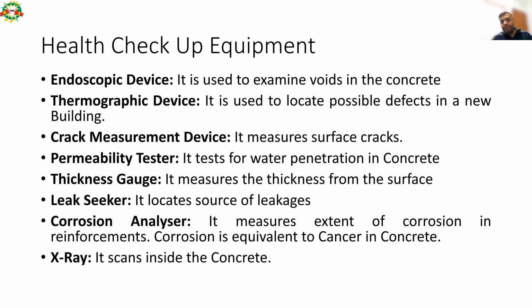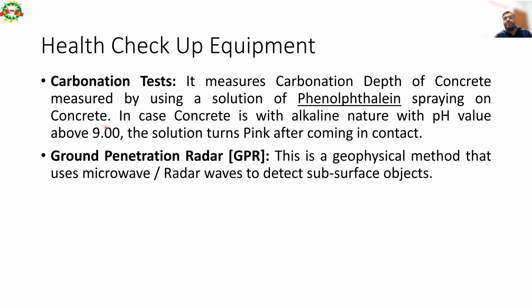Any type of examiner may give you the name of any equipment and may ask what this equipment is, and for which purpose it is being used. It can be asked in the exam. The next equipment is the carbonation test. It measures the carbonation depth of concrete using a solution of phenolphthalein. So this 1 mark theory question can come out of it. In the carbonation test, which chemical is being used? Phenolphthalein, sprayed on concrete. In case the concrete is alkaline in nature with a pH value of 9, again, please remember this 9 pH, the solution turns pink in color. Please remember, it may come in the examination.